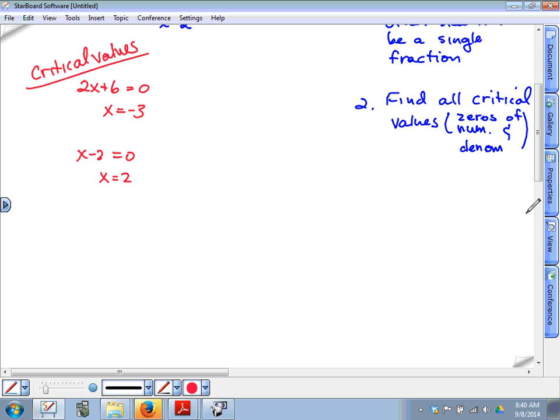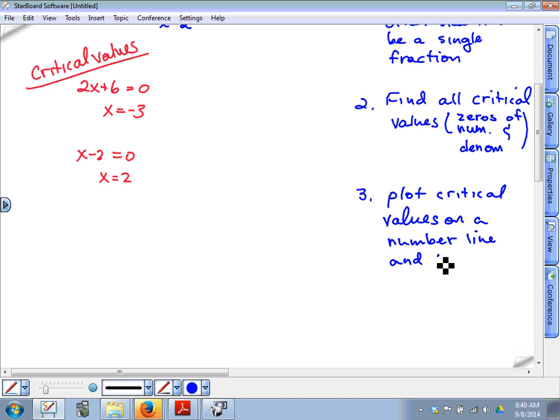So, once you have your critical values, step 3 is just exactly like what happened with the quadratics. Plot the critical values on a number line and test intervals.